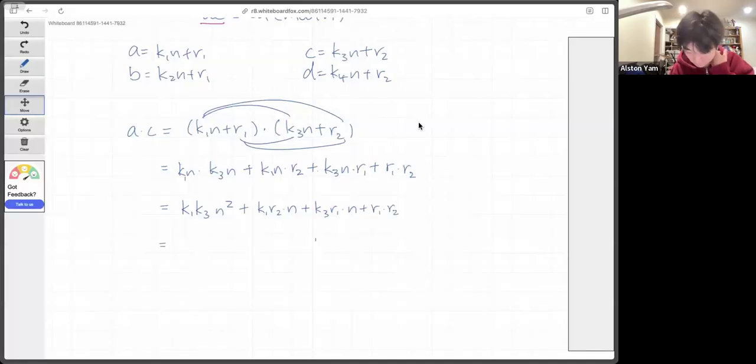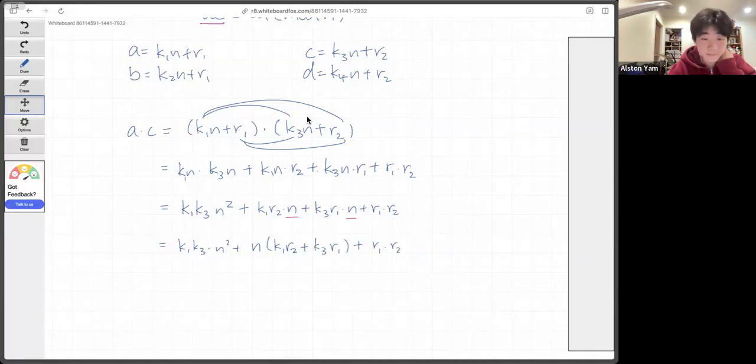That will be K1 K3 times n squared. And let's factor out the n that we have over here. So we can factor these out: n times K1 R2 plus K3 R1. And we can't really do much with R1 times R2, so we'll just leave it there.